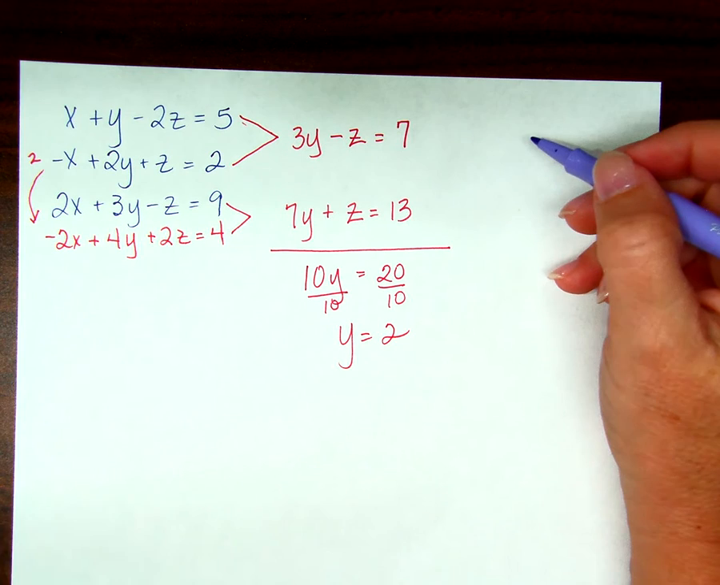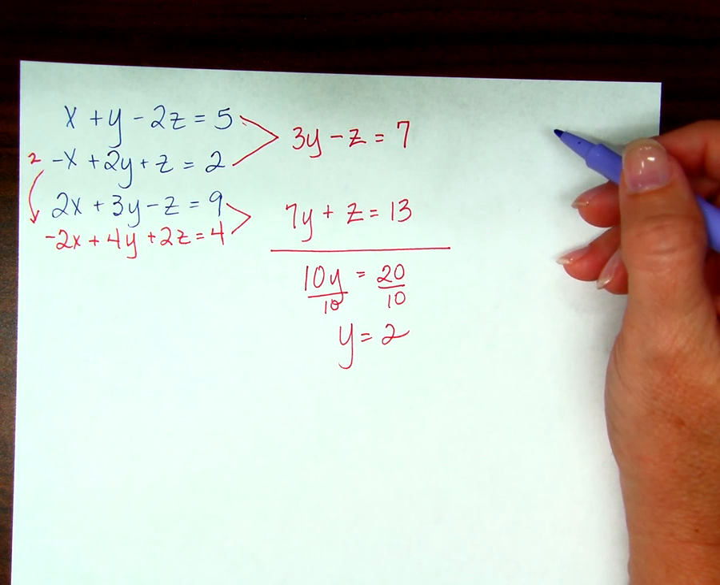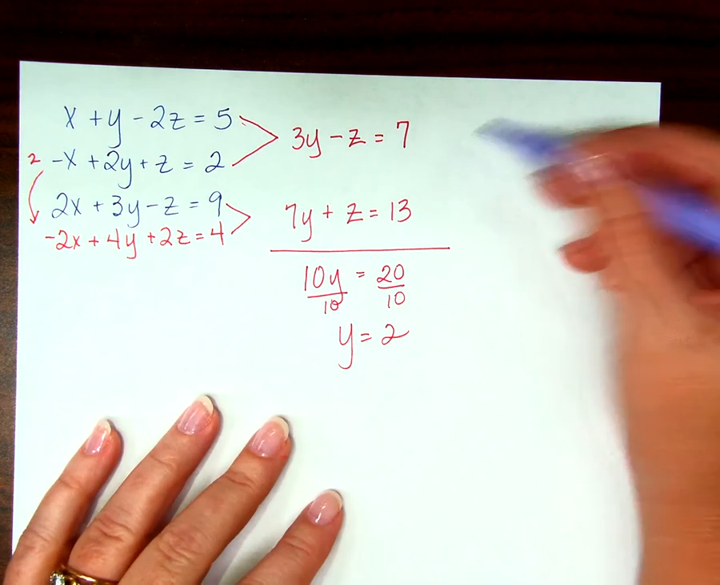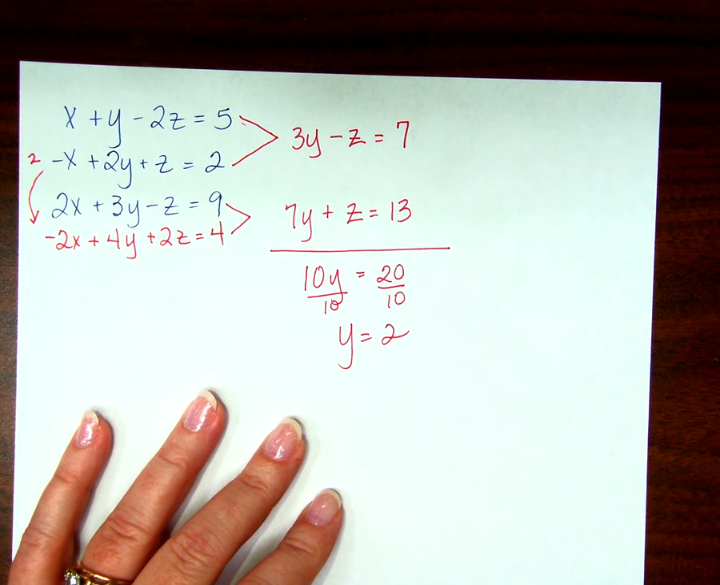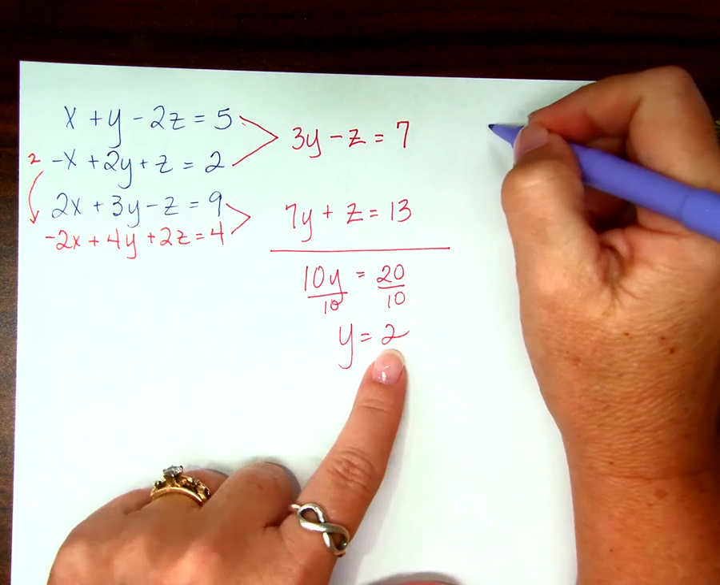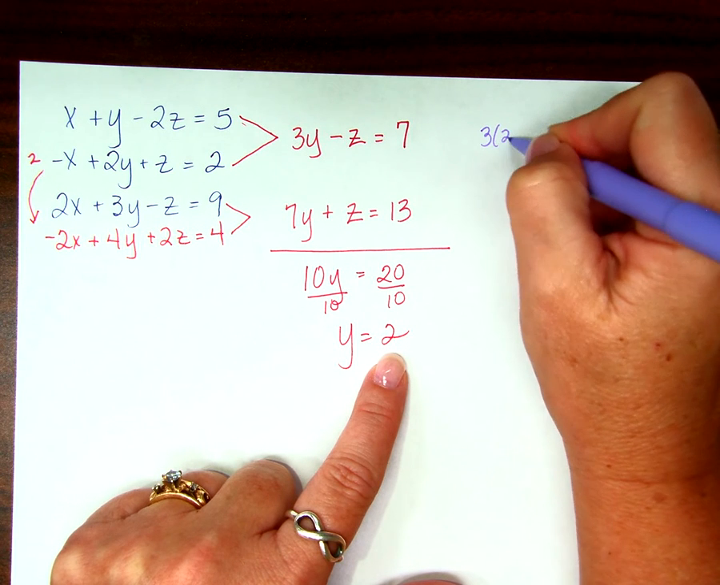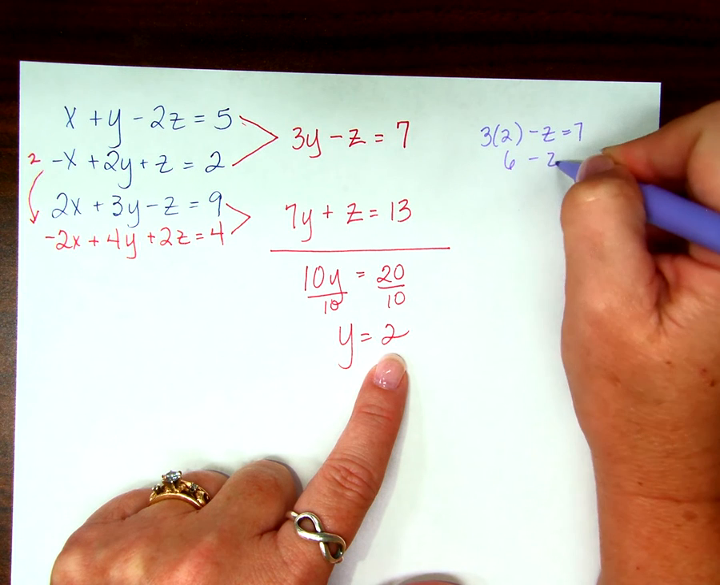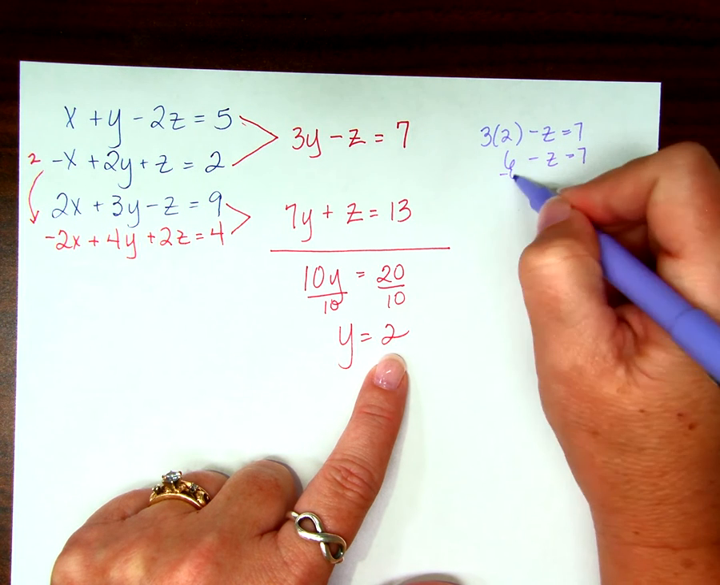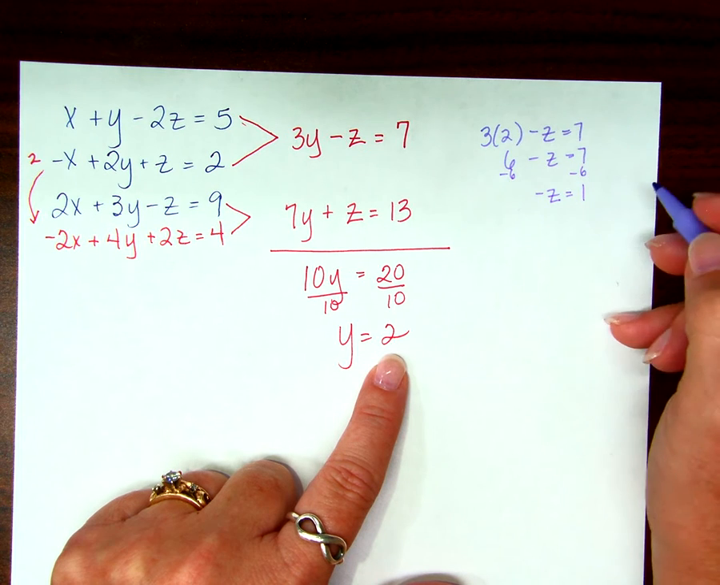Okay. Why would you choose the bottom one instead? Yeah, z's already positive, right? They said the top one though, so I'm gonna humor them. Plug it in the top one. Not really humoring them because you can get the answer. So 3 times 2 minus z equals 7. So 6 minus z equals 7. Negative z equals 1. So what does z equal?